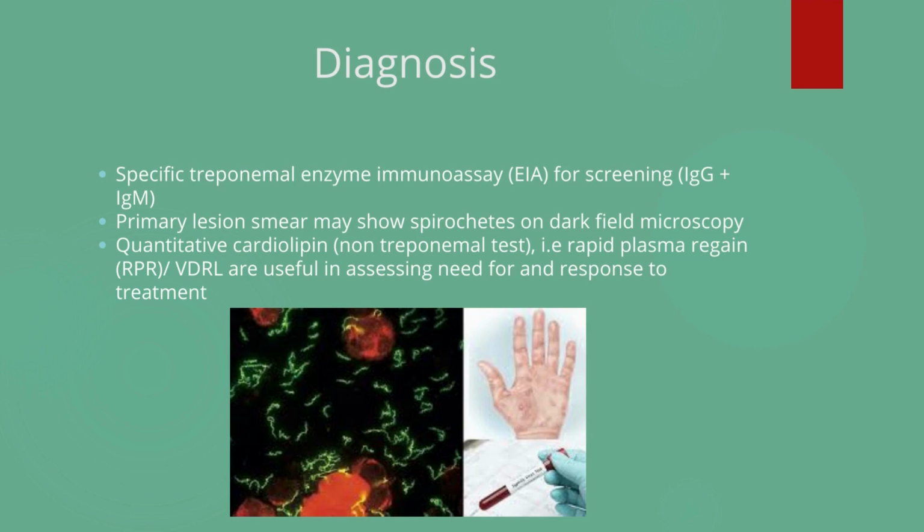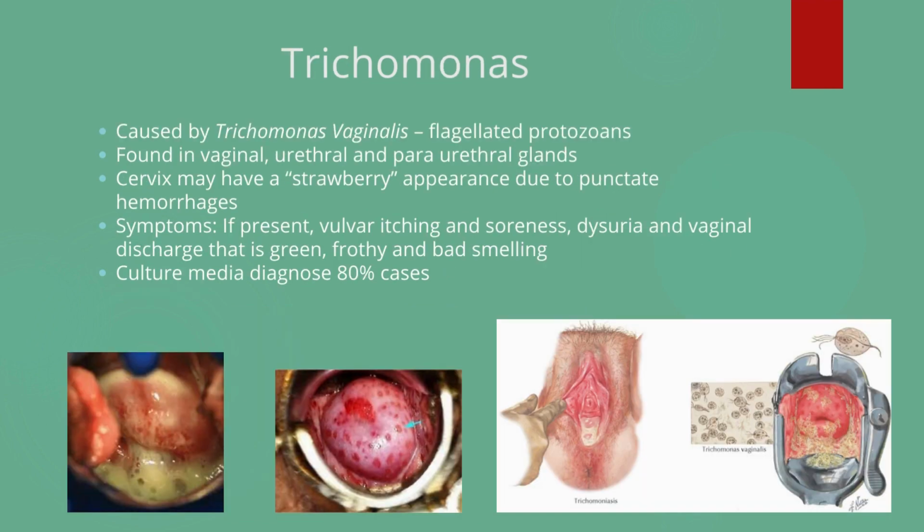The diagnosis: there's a specific treponemal enzyme immunoassay for screening, IgG positive, IgM. Primary lesion smear may show spirochetes on dark field microscopy. I put the first picture here showing this. Then there's quantitative cardiolipin, non-treponemal tests, that is rapid plasma reagin, which are useful in assessing need for and response to treatment. Then there's trichomonas.